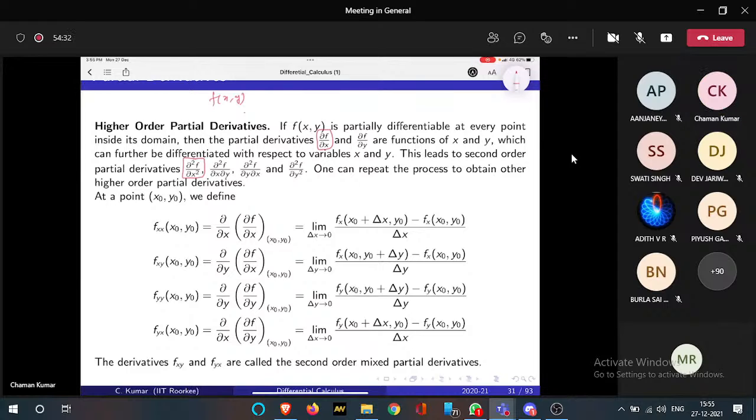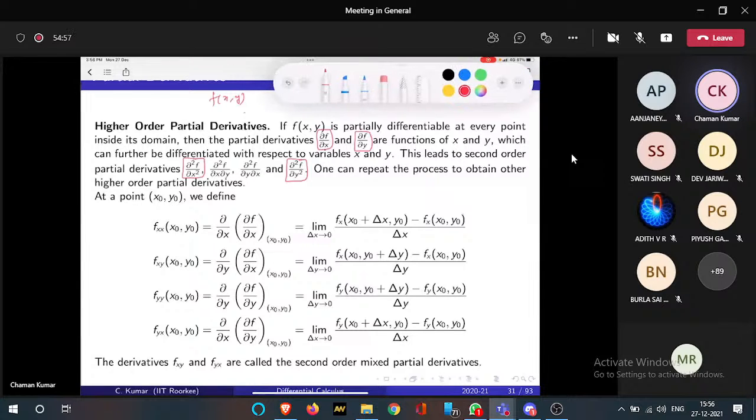Similarly, if you fix the variable x and treat this as a function of variable y, then you can differentiate this function as many times as you wish. The first derivative will give you the partial derivative with respect to the variable y, and the second gives the second order partial derivative with respect to the variable y.